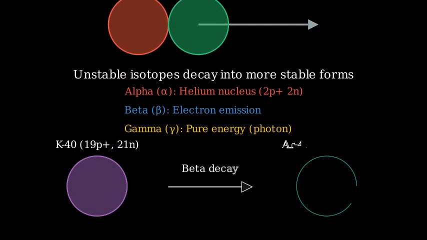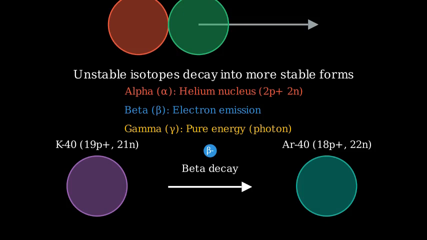For example, potassium 40, which has 19 protons and 21 neutrons, can decay into argon 40, which has 18 protons and 22 neutrons. During this process, a proton in the nucleus is converted to a neutron, and the atom emits a beta particle. The most important concept in radioactive decay is half-life.